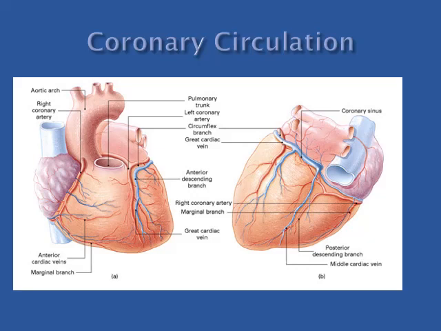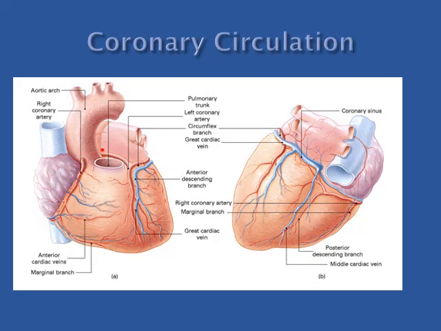Here are our coronary arteries again. Let's review. We have our right coronary artery and left coronary artery. They come out right above the leaflets of the aortic valve. The branches of the right coronary artery are the posterior descending, the one that goes down into the back, and the marginal branch, which sends blood to this margin of the right ventricle.